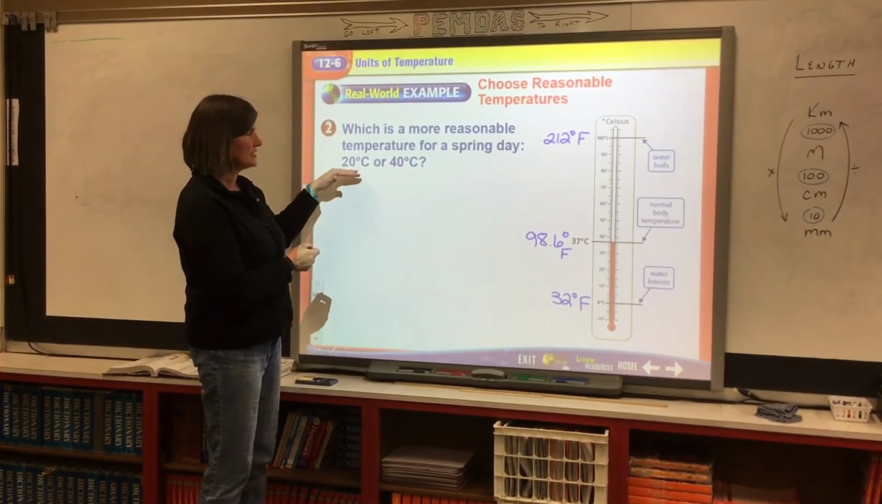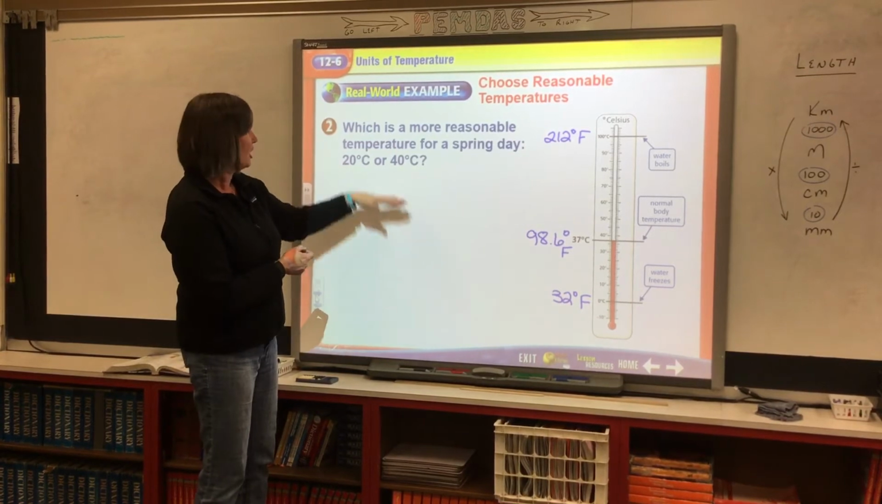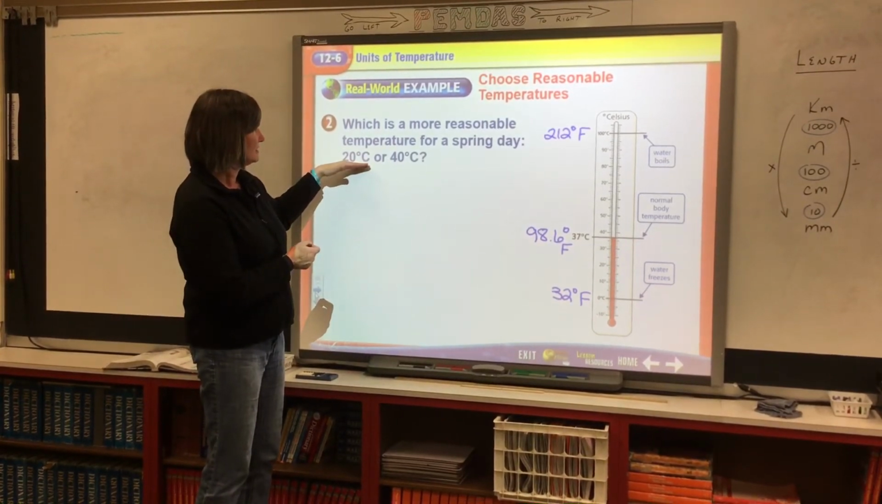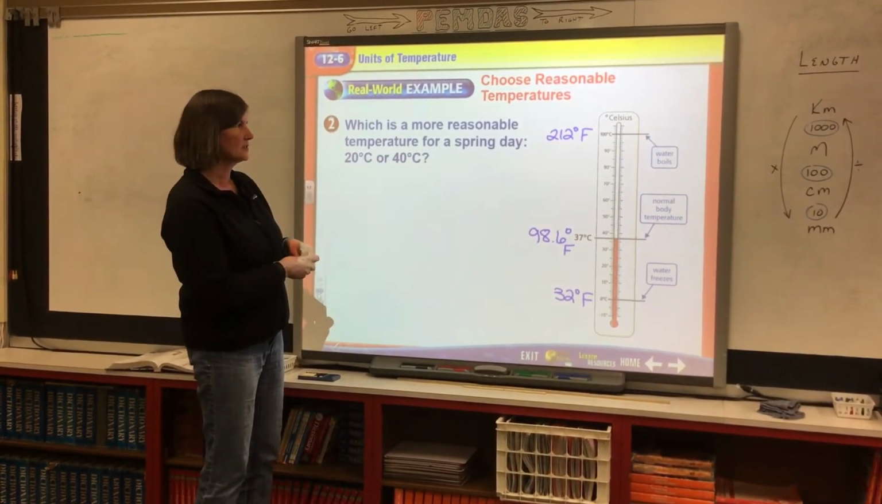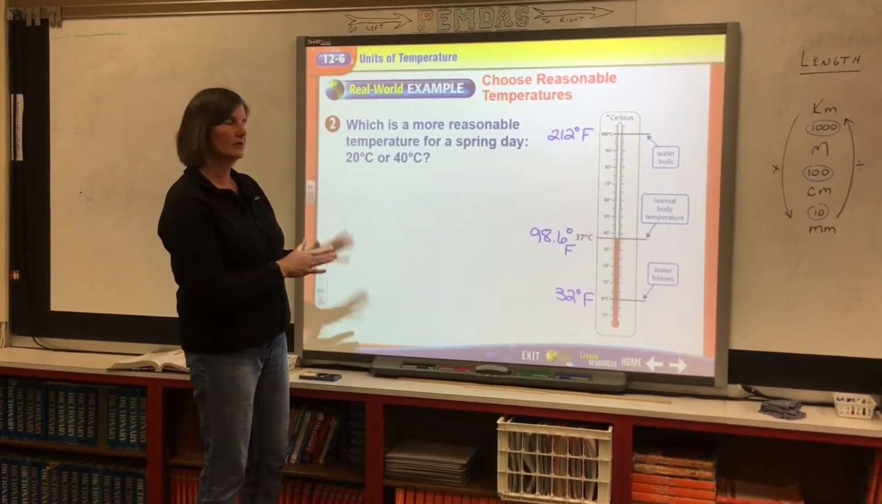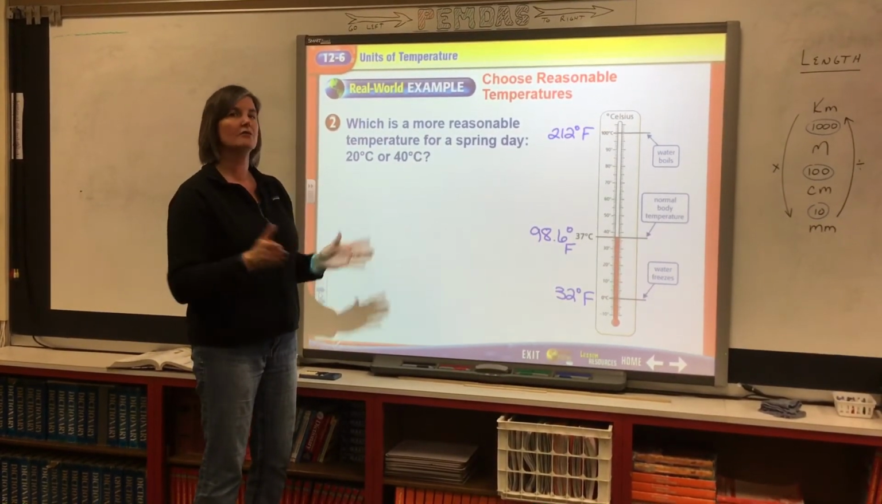So let's look at these, and where they would go on the chart. 20 degrees Celsius or 40 degrees Celsius. Which would be more reasonable? Now we're talking about a spring day versus a summer day.